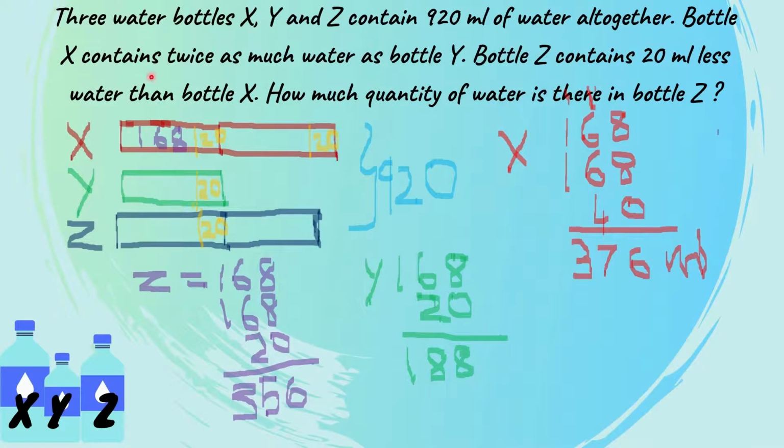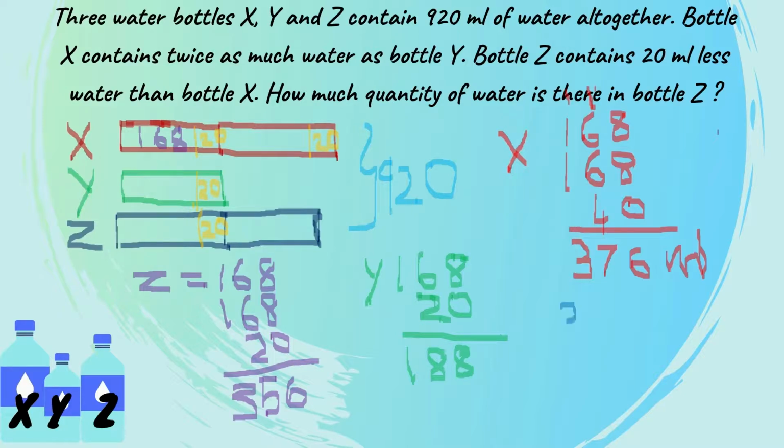Okay, so we can also check it out. They say X contains twice as much water as bottle Y. So when you double bottle Y, which is 188, it is 376, right? 188 and another 188 is 376. Now also we can make sure that bottle Z contains 20 ml less water than bottle X. Bottle Z has 356 ml, which is 20 ml lesser than bottle X, which is 376 ml, right? And now the last one we make sure is that when X, Y and Z are added together, it should come to 920. Let's check that.